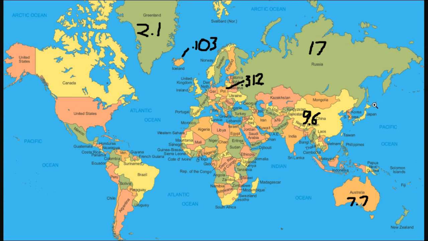These numbers are in the millions. They represent the square kilometers of these countries. So Russia has 17 million square kilometers, China has 9.6, and so on and so forth. Now just have a look at the size of China on the map. How many Chinas can fit into one Russia?